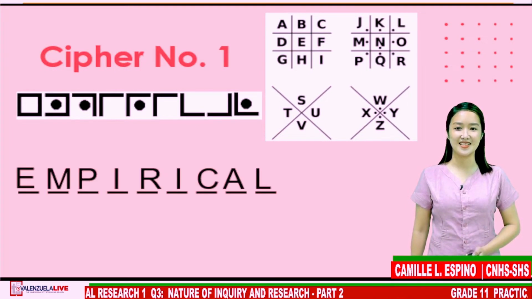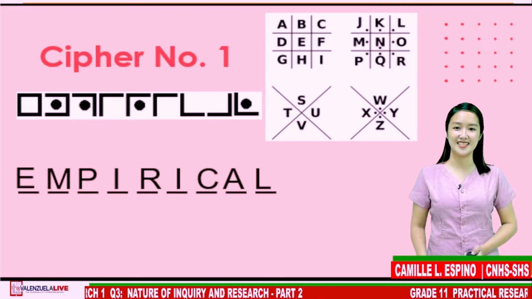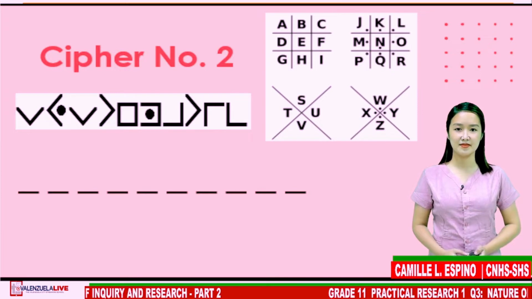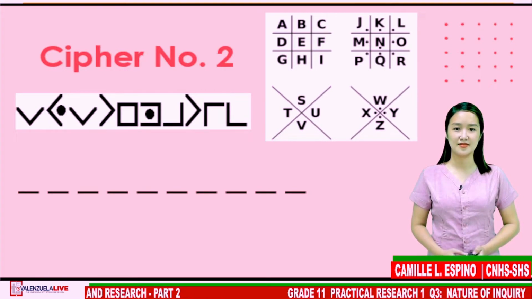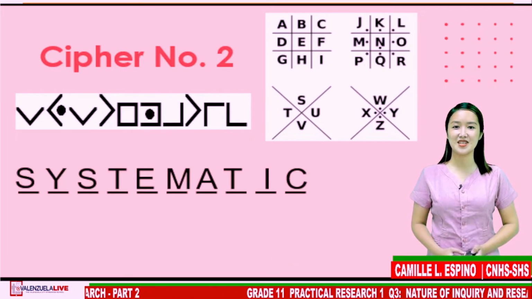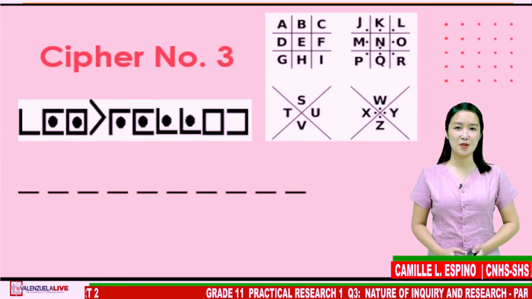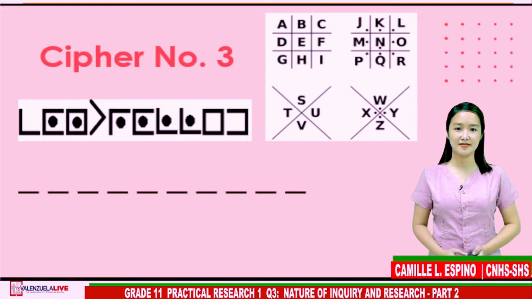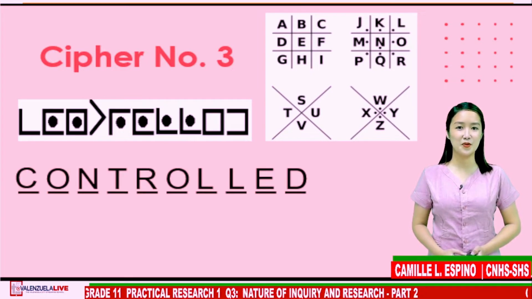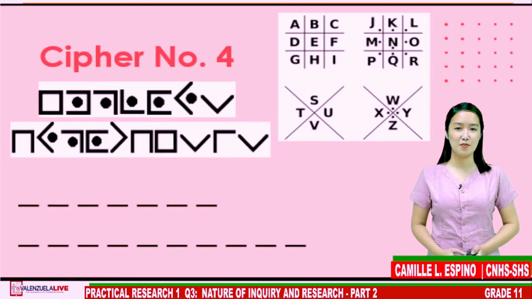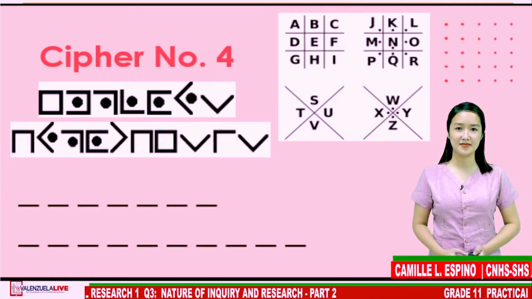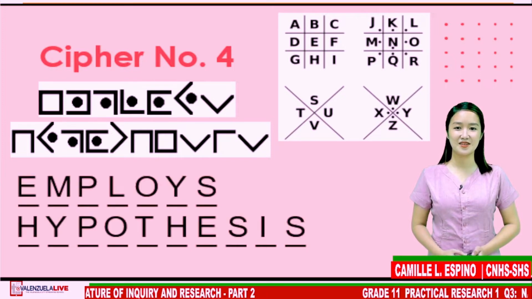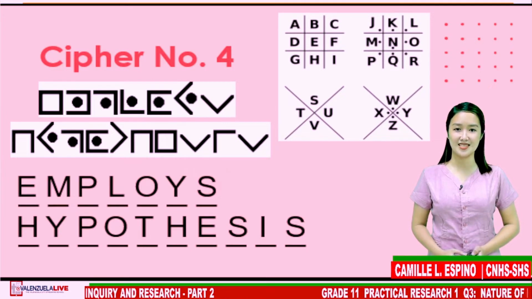You are correct. The word is empirical. Next. You are right. The word is systematic. Number 3. Very good. The word is controlled. Number 4. You are correct. The term is employs hypothesis.